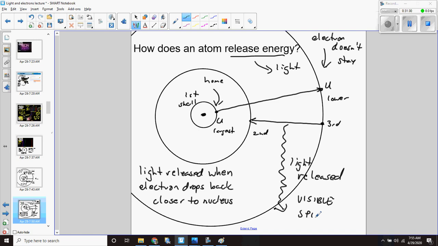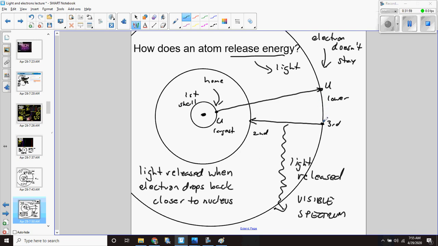Okay, so let's just kind of summarize this. Atoms absorb energy by electrons moving farther away from the nucleus, and then they give off light when the electron drops back closer to the nucleus, right? Now, you could spend a week in a college level course just talking about this entire process. We don't have that time, and we are not going to go into that great detail.